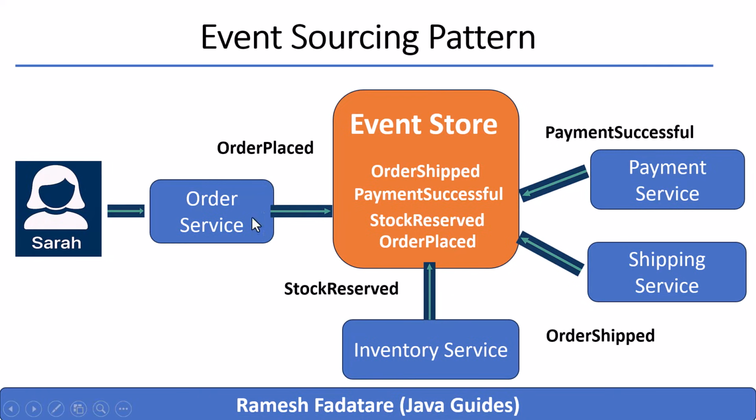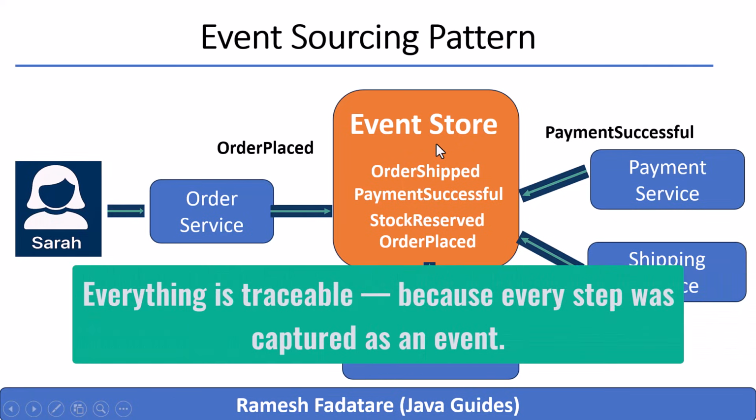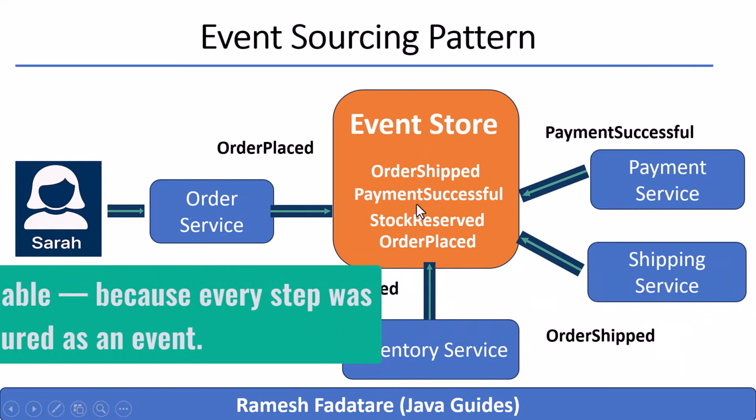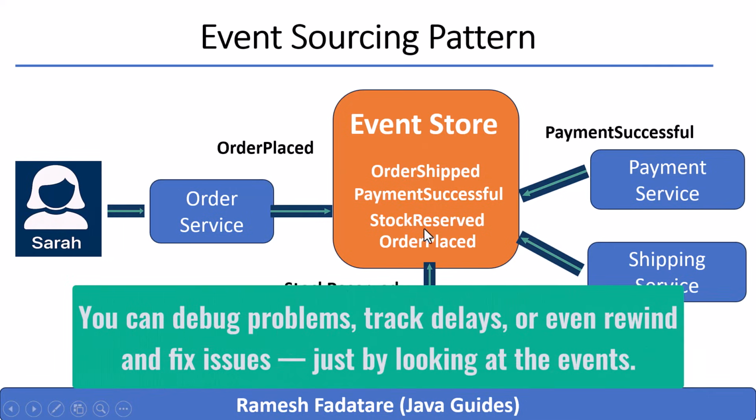Why this pattern is powerful. Now let's say Sarah contacts support. She says she paid but never got her phone. Instead of guessing, your system shows the full story, not just the current status. You can see exactly what happened when the order was placed, if stock was reserved, whether payment succeeded, and whether the package was shipped. Everything is traceable because every step was captured as an event. You can debug problems, track delays, or even rewind and fix issues just by looking at the events.